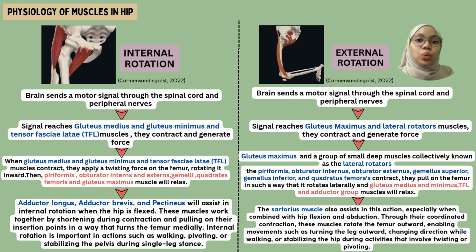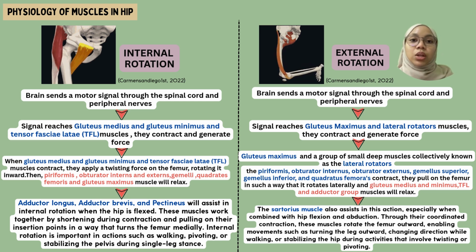Like how? Through their coordinated contraction, these muscles will rotate the femur outward. So when it rotates the femur outward, it enables movements such as turning the leg outward. It changes the direction while we are walking, and it also stabilizes the hip during activities involving twisting or even pivoting.